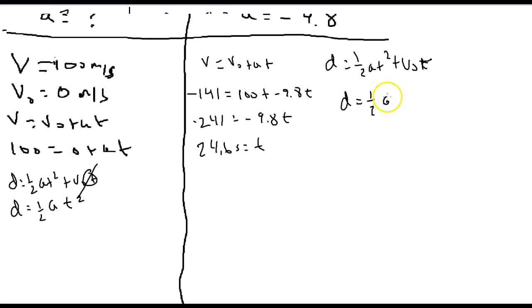Displacement equals 1/2 AT squared plus V naught T. How far is it displaced? We don't know. 1/2. What's my acceleration? Negative 9.8. How much time? 24.6. What's my initial velocity? It's 100, and 24.6, right?